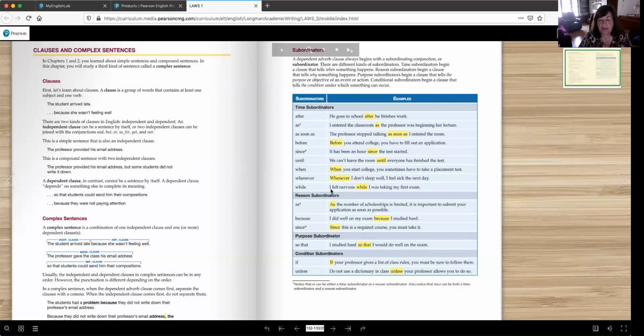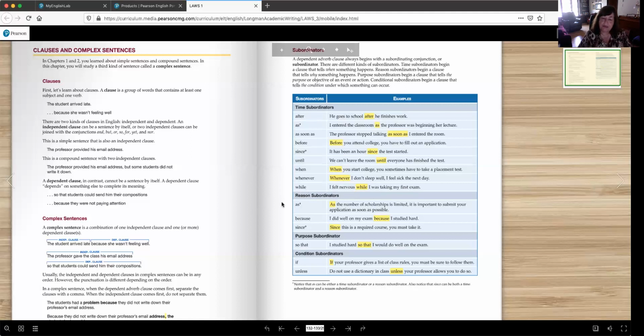The word while. I felt nervous while I was taking my first exam. So at the time that I was taking my first exam, during that time, while I was taking it, I felt nervous. So these words, again, are time subordinators. They tell when, okay? They introduce the dependent clauses of a complex sentence.